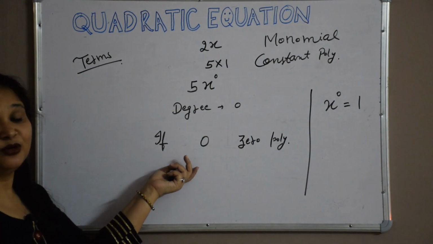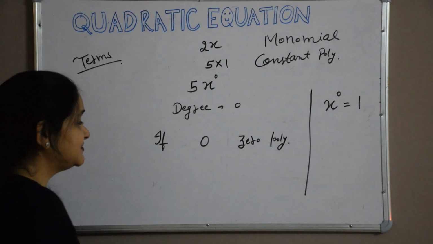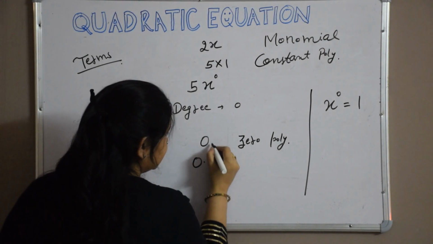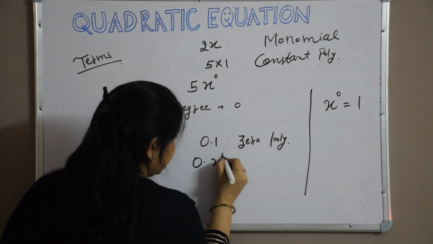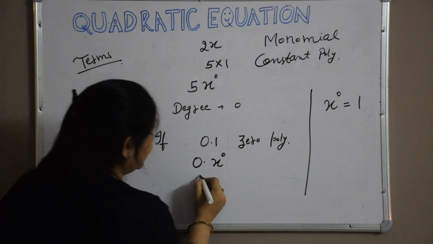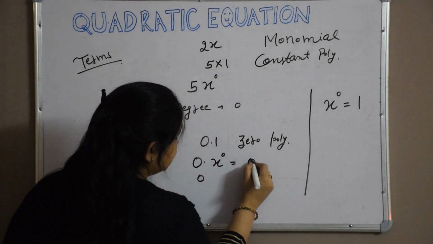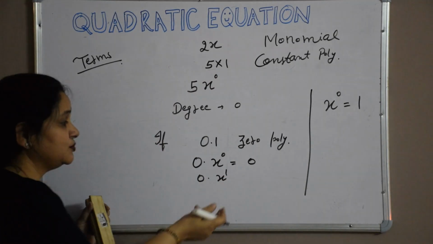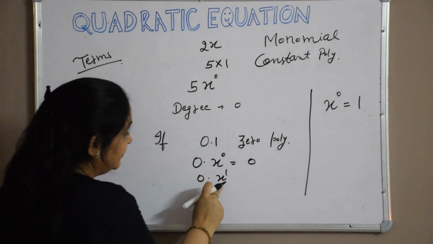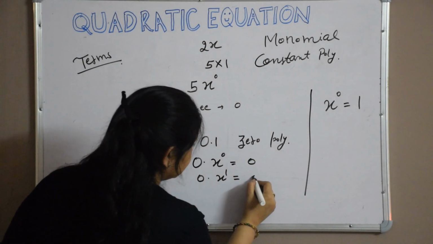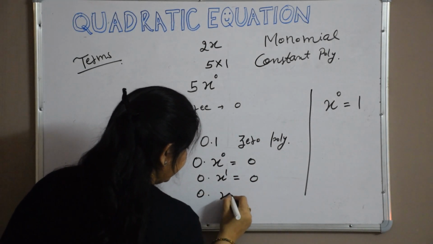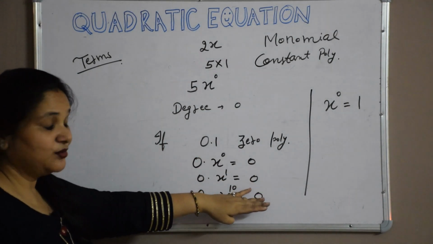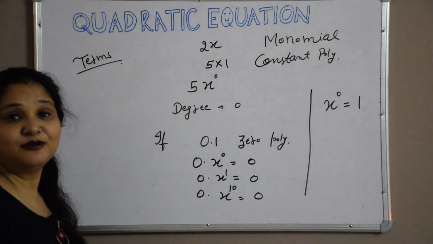Now what can we say about the degree of this? See, it is very typical. I can write it first as 0 into x raised to power 0. Now what is its value? It becomes 0. Now I can write it as 0 into x raised to power 1. X raised to power 1 is x, but total thing becomes 0. Now can I write it as x raised to power 10? Again the total becomes 0. So only 0, I can write it in an infinite number of ways.